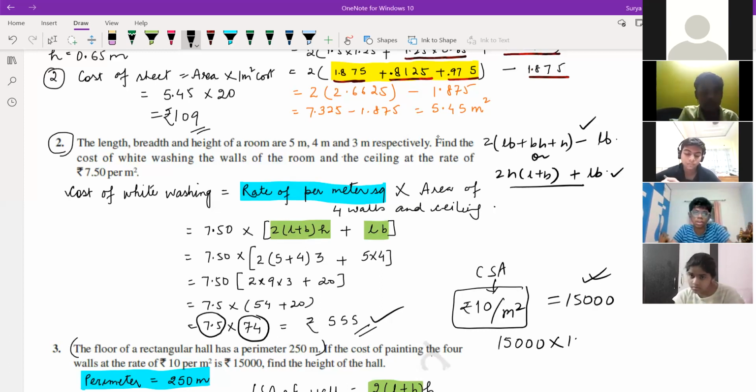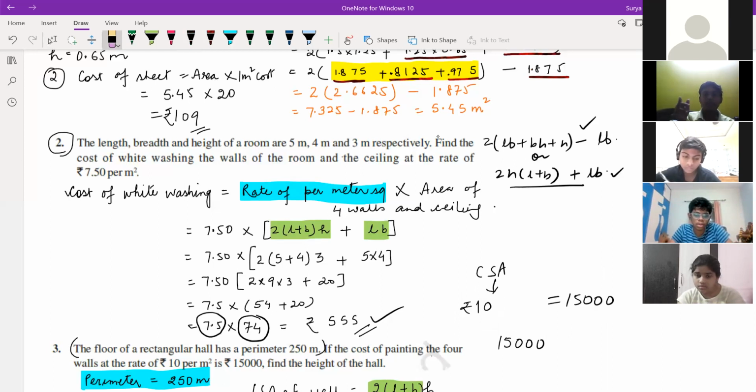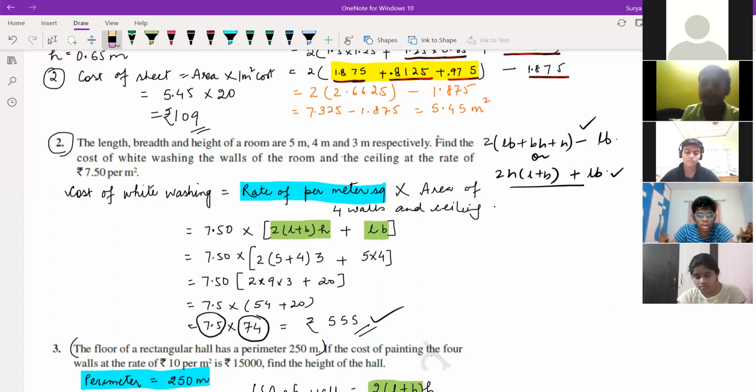Why not multiply? If we multiply, that is not the area. We multiply the area with 10 to get 15,000, so we have to divide by 10 to get the area. Okay, fine. Then because we have been given 2 into (L plus B) is 250, 250H is equal to 1500, and H is equal to 6.